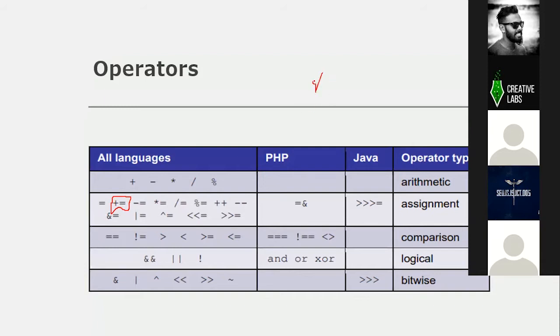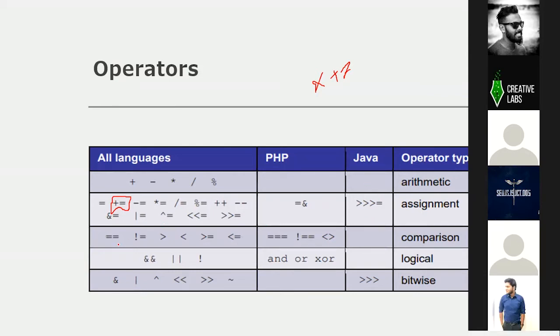So if I say x plus x equal x plus 1, yeah, okay, so x equals x plus 1, right? The same applies for these minus operators and those things. And it has some other operators, like PHP has this one and this one. Java has this operator as well.